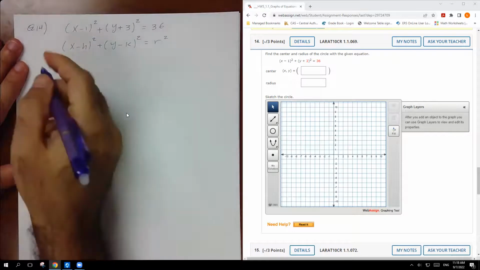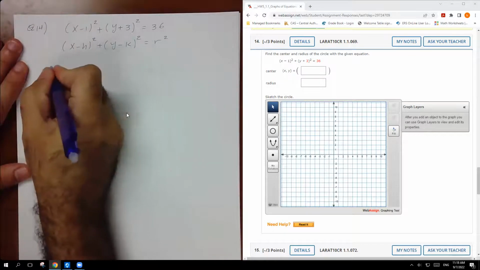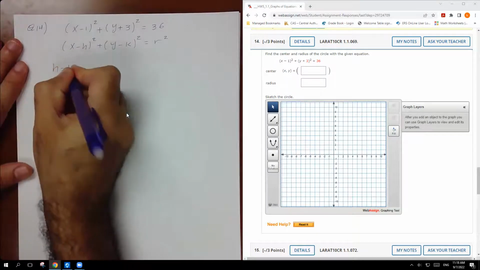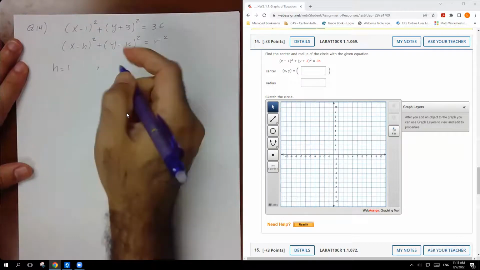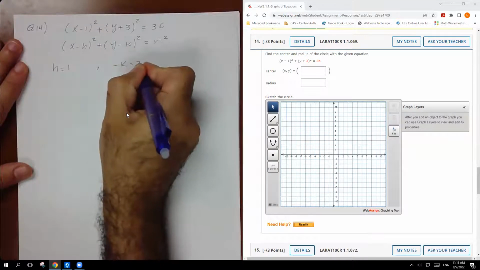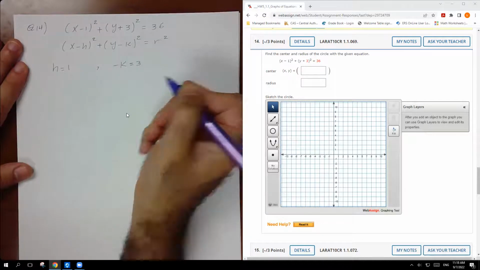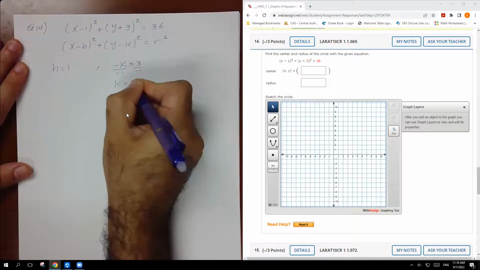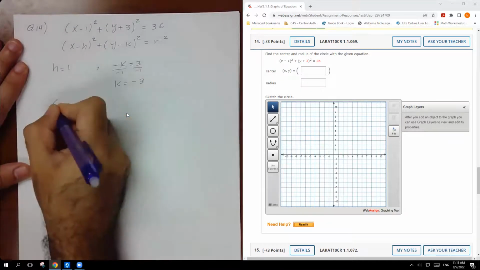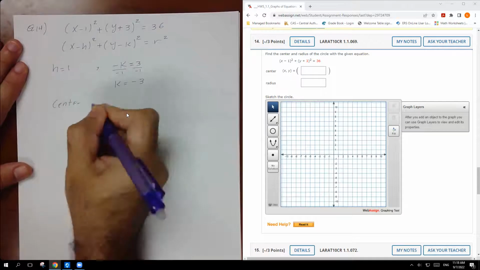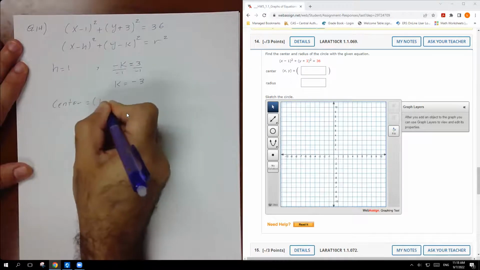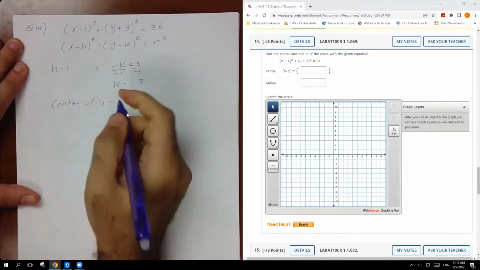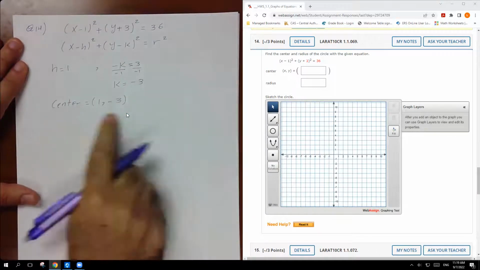And check here. For the center, we have a negative sign with the formula. That means h equal 1. Check here. I have negative k equal 3. That means I'm going to divide both sides by -1. So k is going to be -3. So the center is going to be 1, -3. So be careful with this example. Careful with the sign.